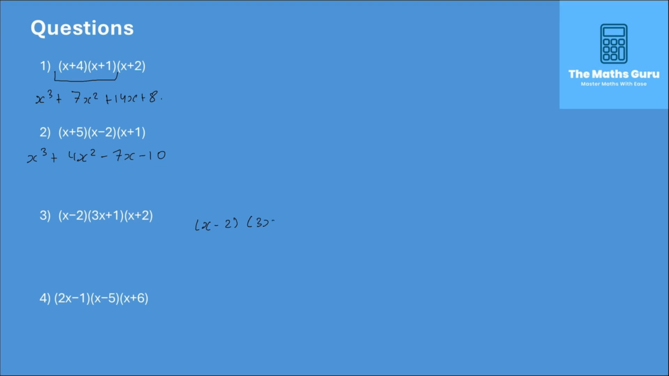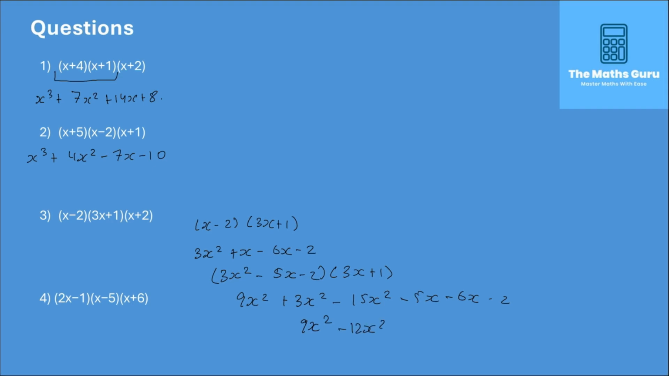So we have x minus 2 and 3x plus 1. This will give us 3x squared plus x minus 6x minus 2, giving us 3x squared minus 5x minus 2 with 3x plus 1. Then, expanding out our terms, we get 9x cubed plus 3x squared minus 15x squared minus 5x minus 6x minus 2. I'm going to get 9x cubed minus 12x squared minus 11x minus 2 as our final answer.